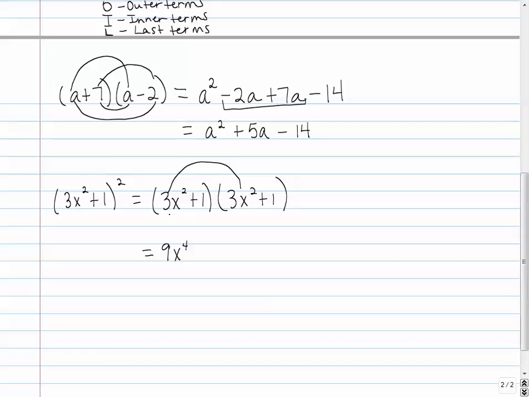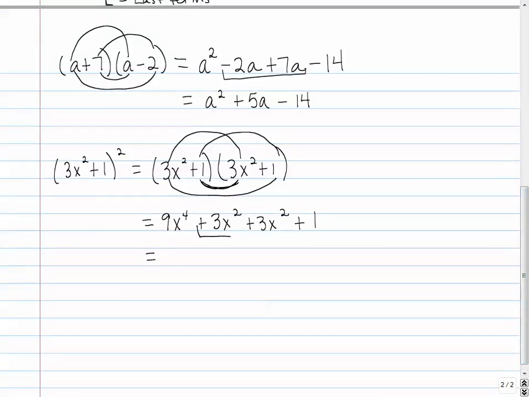Then we do the outer ones. So we'll multiply 3x squared times 1. 3x squared times 1 is just 3x squared. So plus 3x squared. Then we'll multiply the inner ones together. The 1 and the 3x squared are the inner ones. 1 times 3x squared is just 3x squared. And then we'll multiply last times last. 1 times 1 is 1.